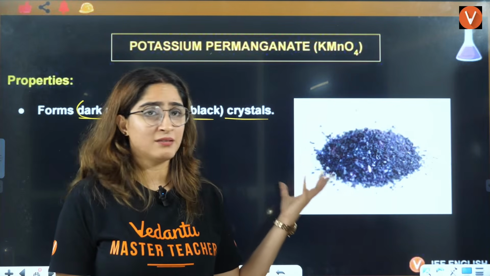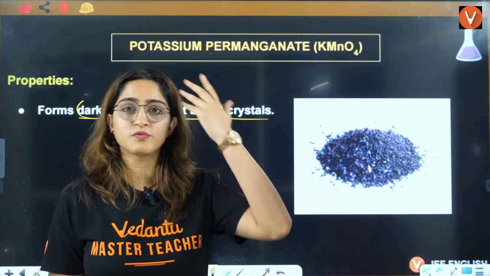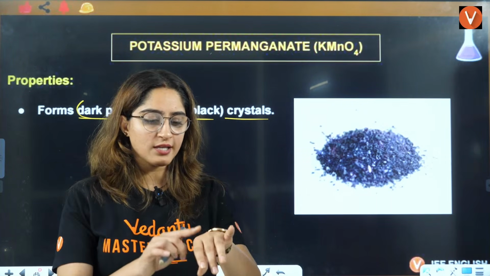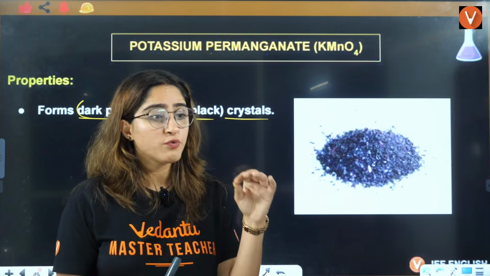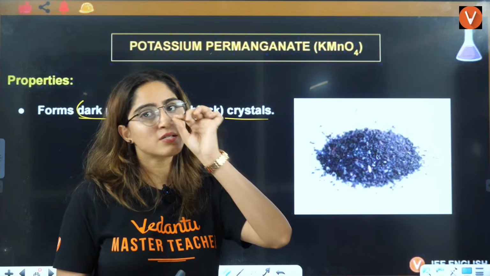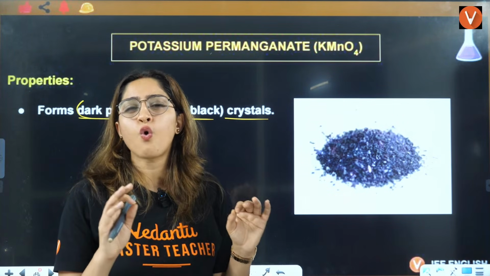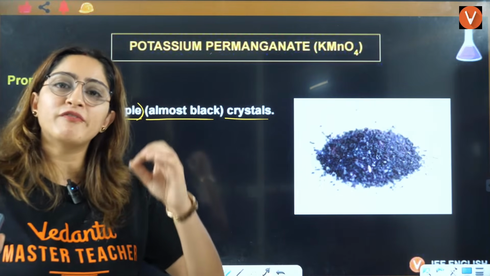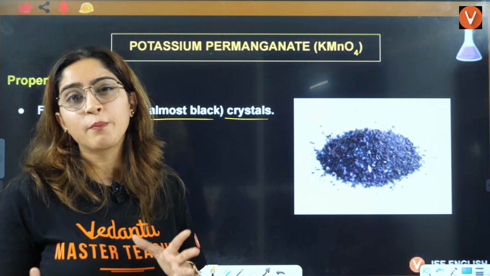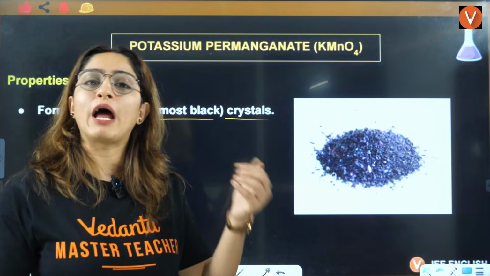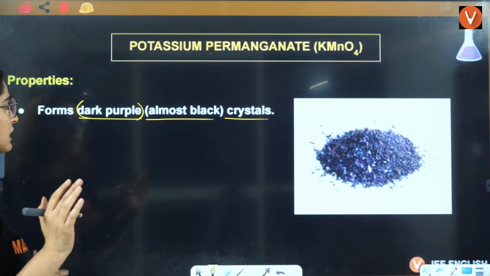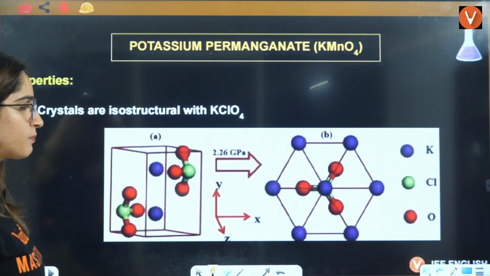Once upon a time when I was a kid, I had stitches, so the doctor advised me that when you take a bath, you should always put potassium permanganate there. Just one crystal will give so dark a color. When it is in aqueous solution, it will give you a purplish color. First it will be very dark purple, then eventually as you dilute it, the color lightens up. So it has dark purple crystals.